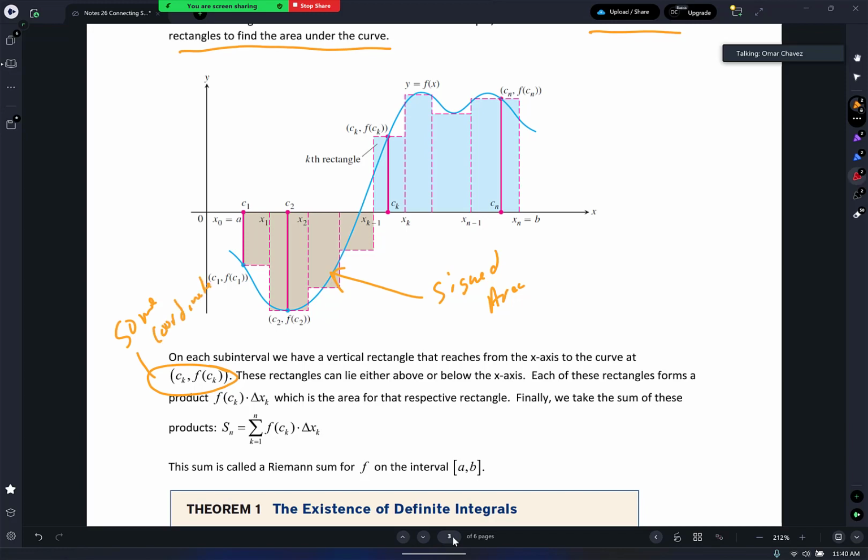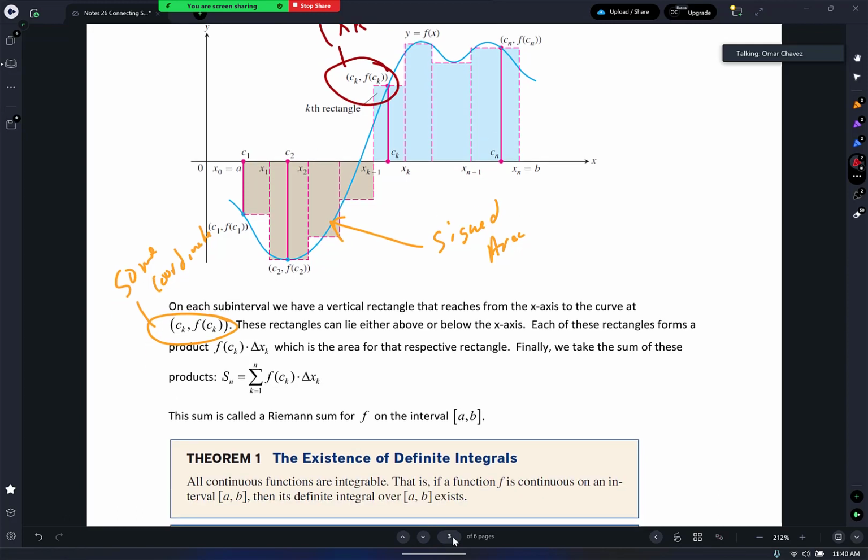I'm surprised, this is coming from the textbook. Sometimes they write c of k. Sometimes they write x of k. It doesn't matter. It's just your x value for your rectangle, for the kth rectangle.